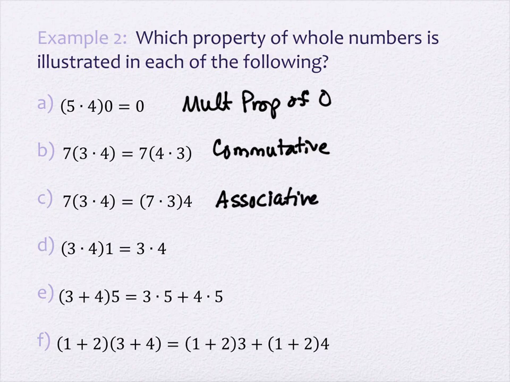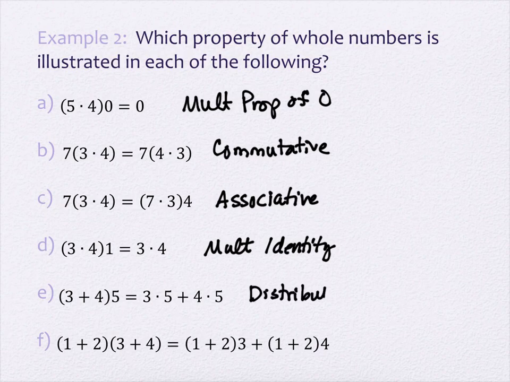How about D? Yeah, it's the multiplicative identity. It says if we multiply by 1, it doesn't change. How about E? That's the distributive property. And F looks the weirdest, but do you know what property it is? It's distributive again. What's actually happened is this grouping of 1 plus 2 has distributed through. That's just another number. So it is also the distributive property.